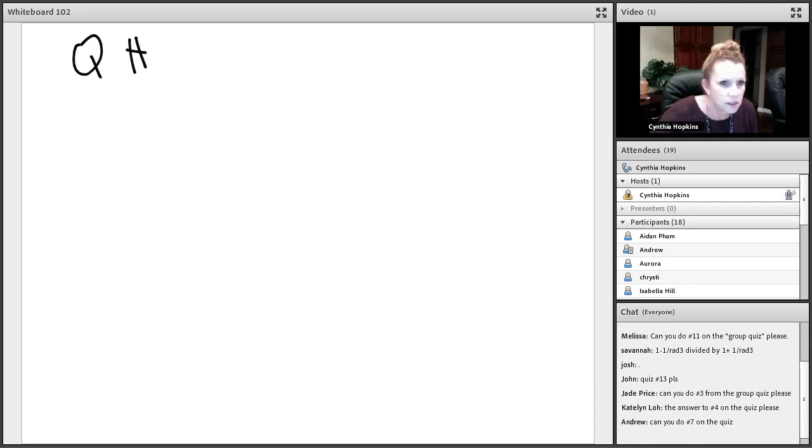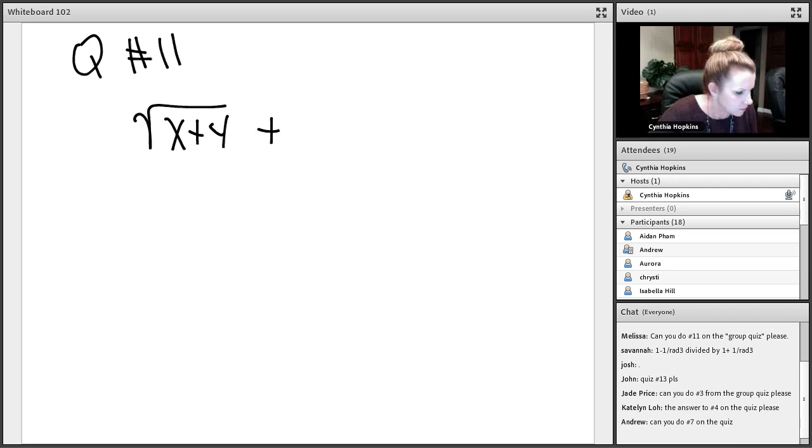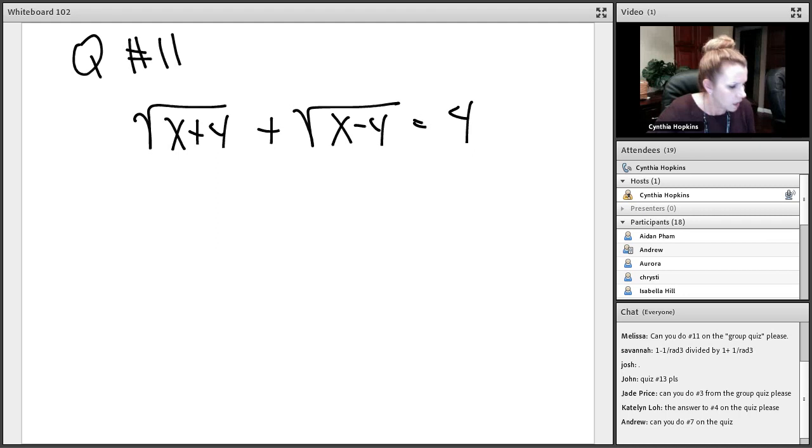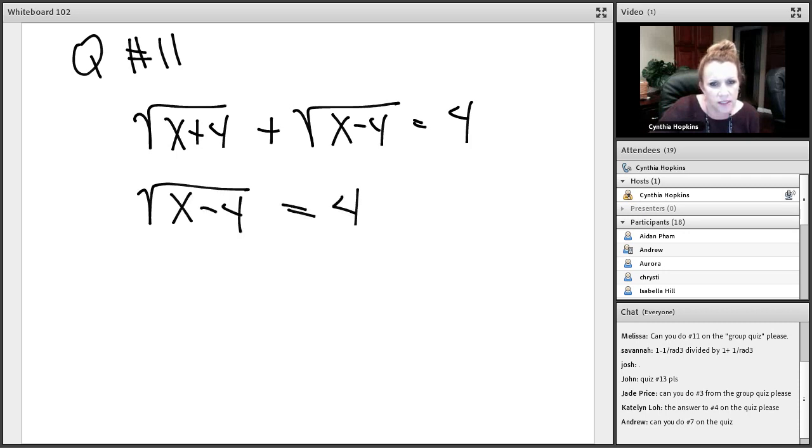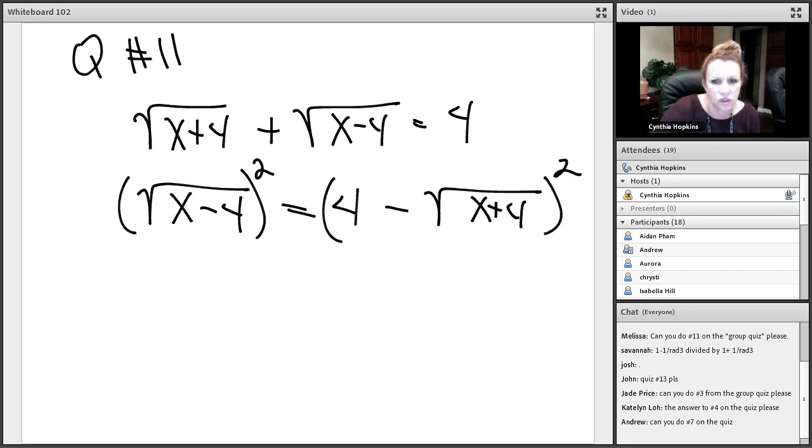So quiz number 11. All right, it says the square root of x plus 4 plus the square root of x minus 4 equals 4. All right, you truly can isolate either radical. I probably would suggest isolating the square root of x minus 4. So on the right side of my equal sign, I'll have 4 minus, and then my radical x plus 4. Okay, now I'm ready to square both sides. I square that radical, and then on the right side of my equal sign, I have 2 terms. You do not square terms, you square the quantity.